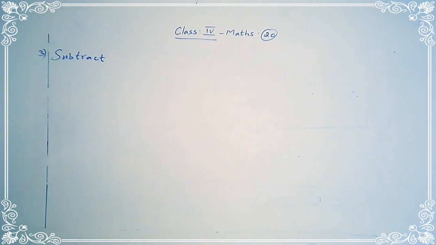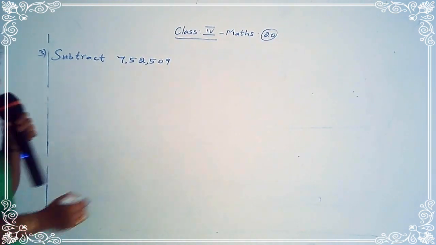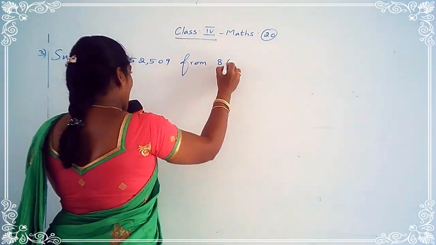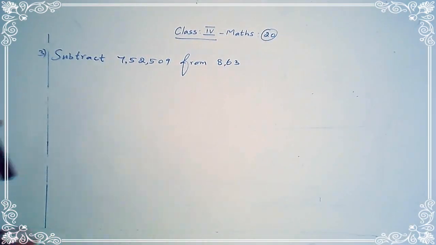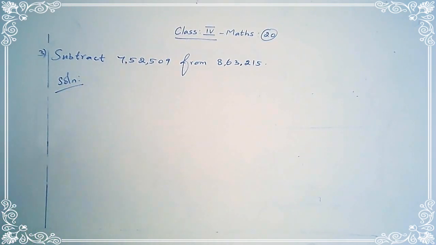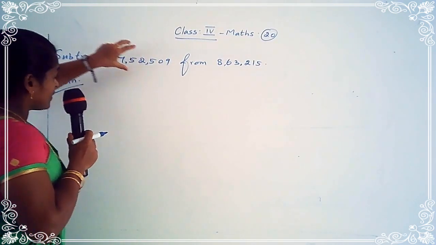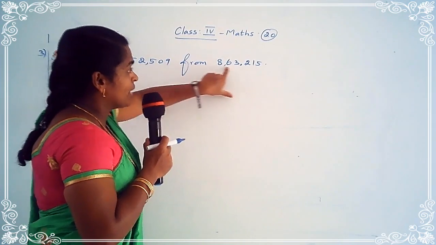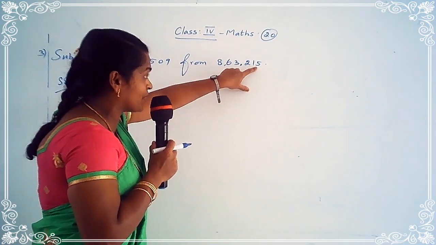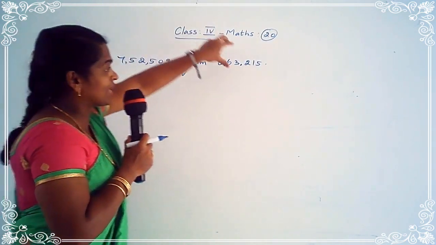Subtract 7,52,509 from 8,63,215. Okay. What is being asked in this question? Subtract 7,52,509 from 8,63,215. This number has to be subtracted from this one, from which? 8,63,215. So 7,52,509, what should we do? We should subtract it from this number.